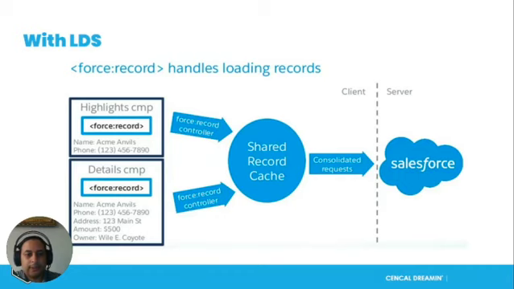So we send a query to Lightning Data Services with a force record controller, and we have a shared record in our cache. The shared record cache can send a query and ask the Salesforce server to give the response only one time. But for example, if we need to call the same field and show the data, we can give the answer from our cache.